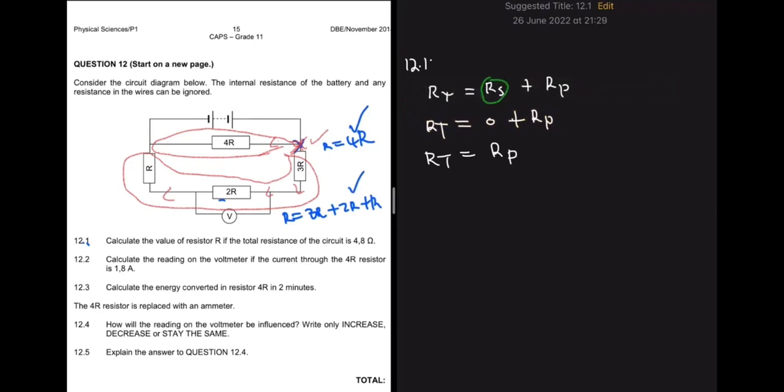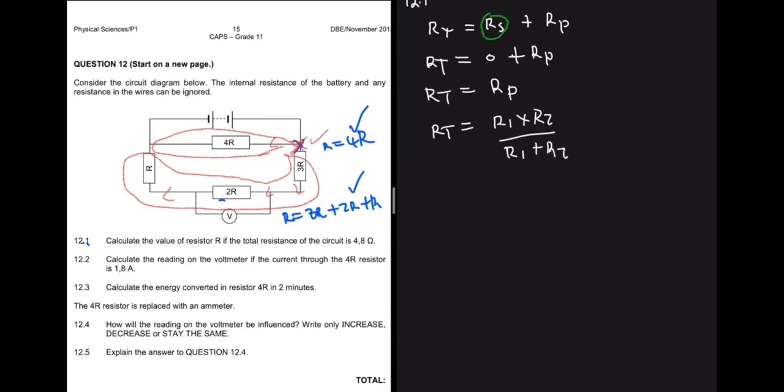So if we do that, we're going to get RT equals R1 multiplied by R2 divided by R1 plus R2. So what is RT? RT is 4.8, and R1 is this resistance here, which is 4R, and we multiply it by 3R plus 2R plus R, that will be 6R, right? So we have 6R divided by 4R plus 6R, so that will just be 10R.